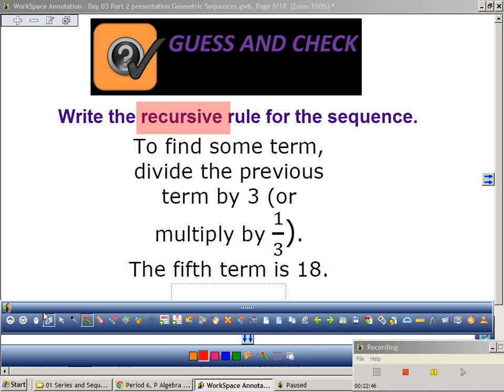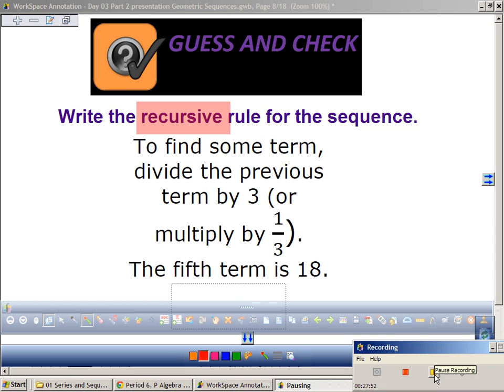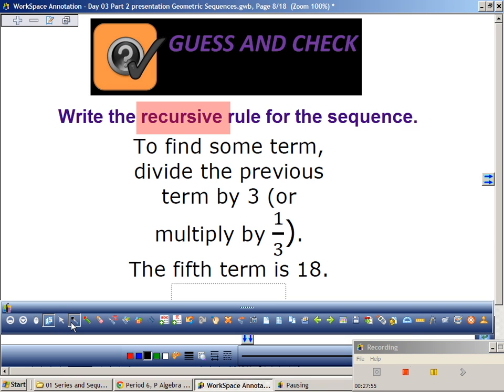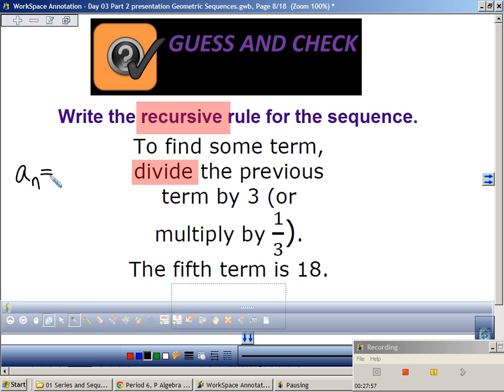Do you guys do this one? Okay. So we're dealing with recursive. So now all I have to do is figure out whether I've got division in here and multiplication or adding and subtracting. So I say to find some term, divide. So I know I'm using geometric. Geometric recursive is to find some term, I just have to multiply by the previous term. So it tells me that the previous term, it says to find some term, divide the previous term by 3 or multiply it by 1/3.